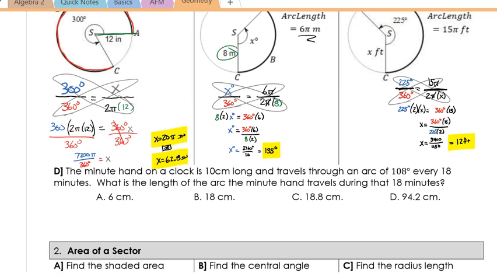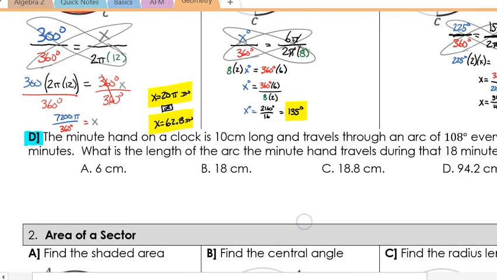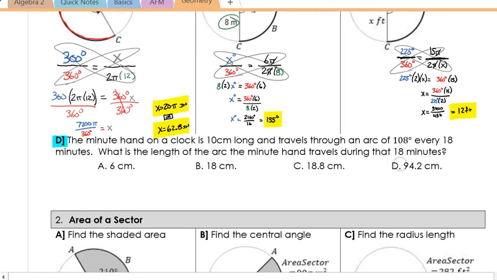This is a question that's going to be like on the assessment. Word problem, but nothing too crazy. The minute hand on the clock is 10 centimeters long and travels through an arc of 108 degrees every 18 minutes. What is the length of the arc the minute hand travels during the 18 minutes? So once again, notice here we're finding the length of an arc, which means we're looking for an arc length, and we're given some relevant information.